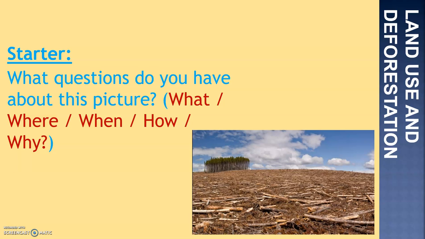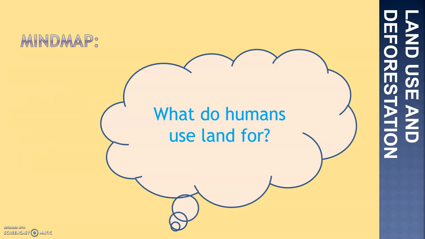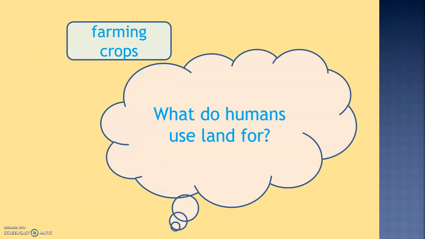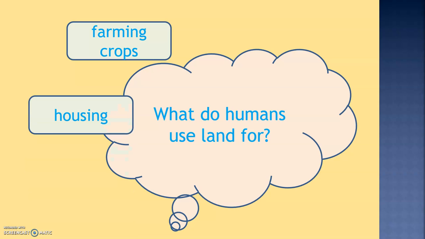All right. From my perspective, I could say the fact that it's a tropical area, it's got a lot of trees, and it looks like a lot of the trees have been torn down for use. And now, the question is, what do humans use land for? We could say we use land for farming and cropping, which is one of the most obvious answers. Actually, for housing as well.